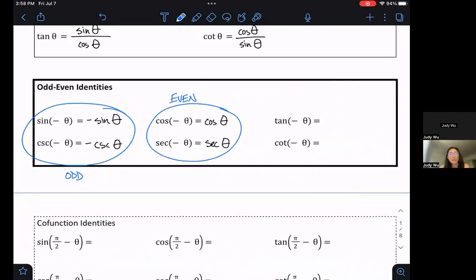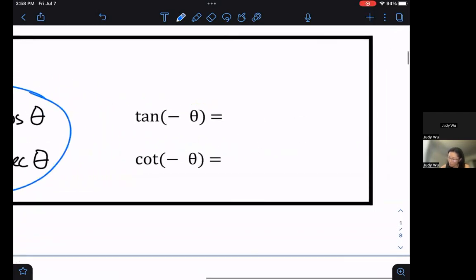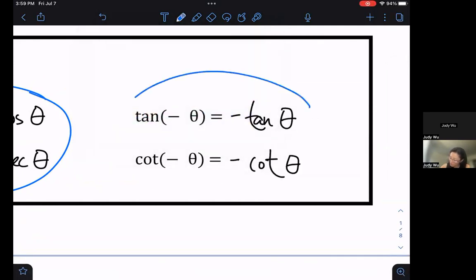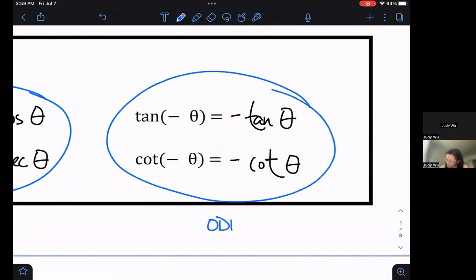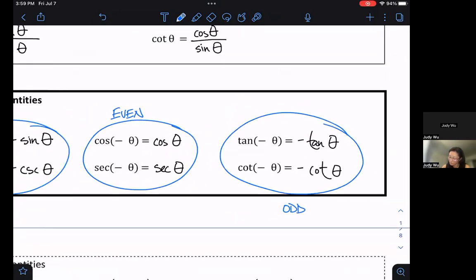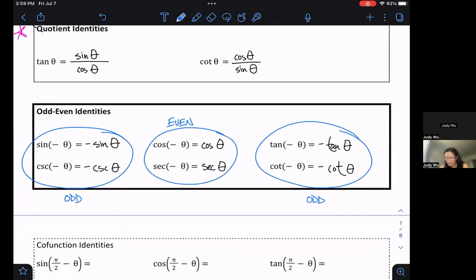And when we take an odd and an even and divide them, that's how we get our tangent. If we remember our graph of tangent, tangent is also odd. So that means tangent of negative theta is negative tangent theta, and cotangent follows suit: it's negative cotangent theta. Maybe we make a note for ourselves that these two are also odd. So some are even, some are odd.